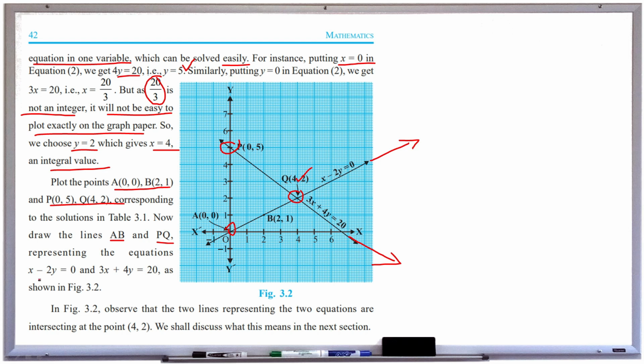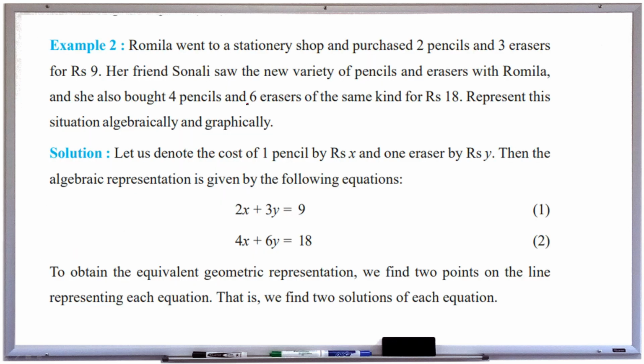Representing the equations x minus 2y is equal to 0 and 4x plus 2y is equal to 0 as shown in the figure. Observe that the two lines representing the equations are intersecting at (4, 2). This is the intersecting point. Here you can find the intersecting point (4, 2). We shall discuss this in the next section.